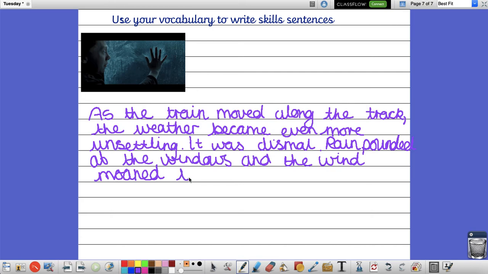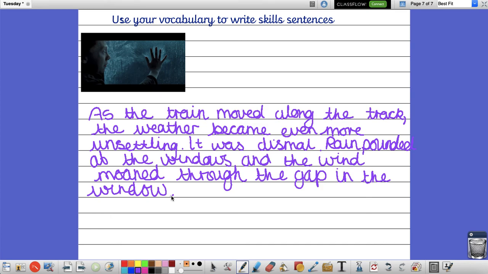The wind moaned, I'm going to put a preposition here where the wind moaned. So it moaned through the gap in the window. Okay, so I could continue to write some more, but it's only a model to write for you, but you can have a go at doing it yourself as well. So I'm going to read it back to you now. As the train moved along the track, the weather became even more unsettling. It was dismal. Rain pounded at the windows, and the wind moaned through the gap in the window.